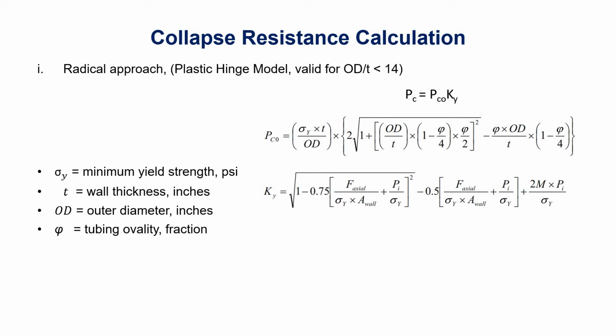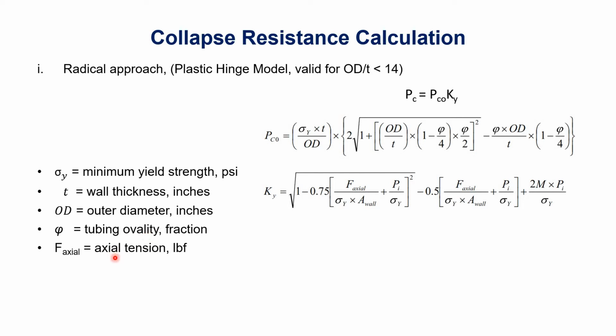The second factor of the formula, K sub Y, is written over here. K sub Y is the factor which is used to incorporate the effect of axial forces or tension in the CT string. So K sub Y is equal to square root 1 minus 0.75 into F axial over sigma Y into A sub wall plus Pi over sigma Y whole square minus 0.5 F axial over sigma Y into cross sectional area plus Pi over sigma Y plus 2m over into Pi over sigma Y.